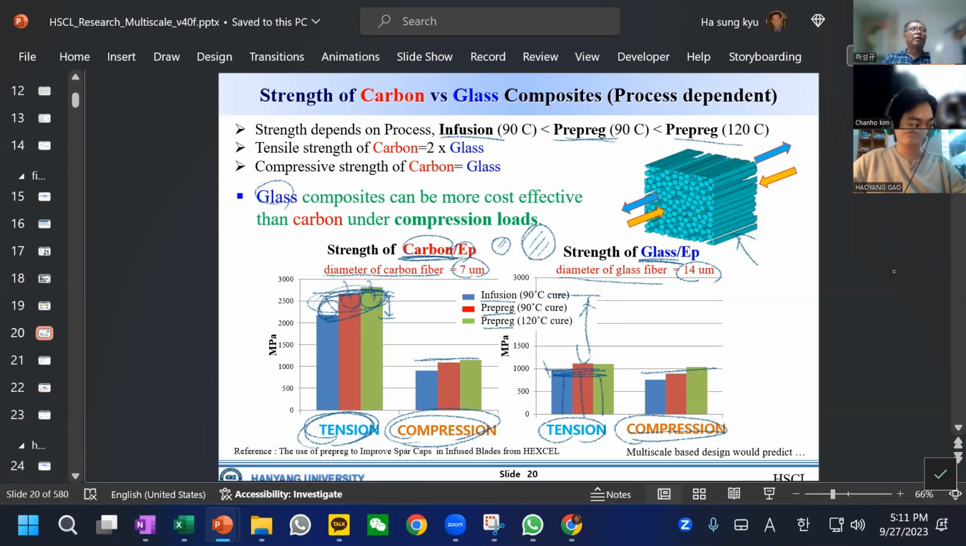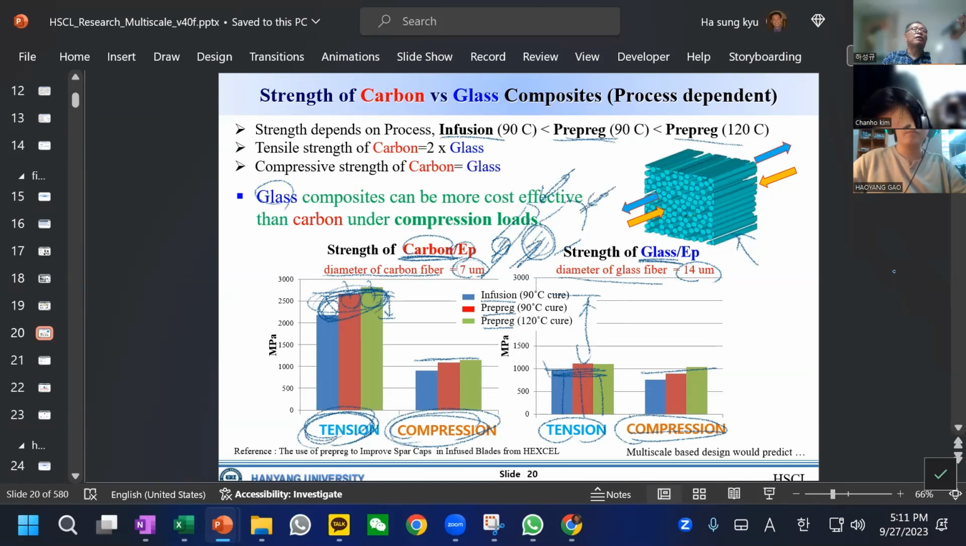Now the question: why is carbon fiber stronger in tension and weaker in compression? Well, that is related to the size of the filament. The carbon is 7 micrometers, a very, very small diameter, and glass is a little bit larger. So tension-wise, the load is divided by the cross-section, which is similar, and then the carbon itself is stronger than this one. But the situation will be different under compression.